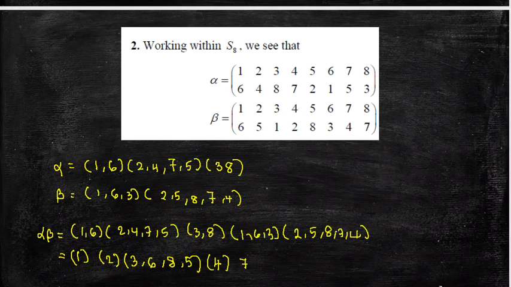Sorry, what is 7? 7 to 4. 4 to 4. 4 to 7. I mean, go back to 7. So for alpha times beta, we have here this is identity, and we have a cycle of 3, 6, 8, and 5.